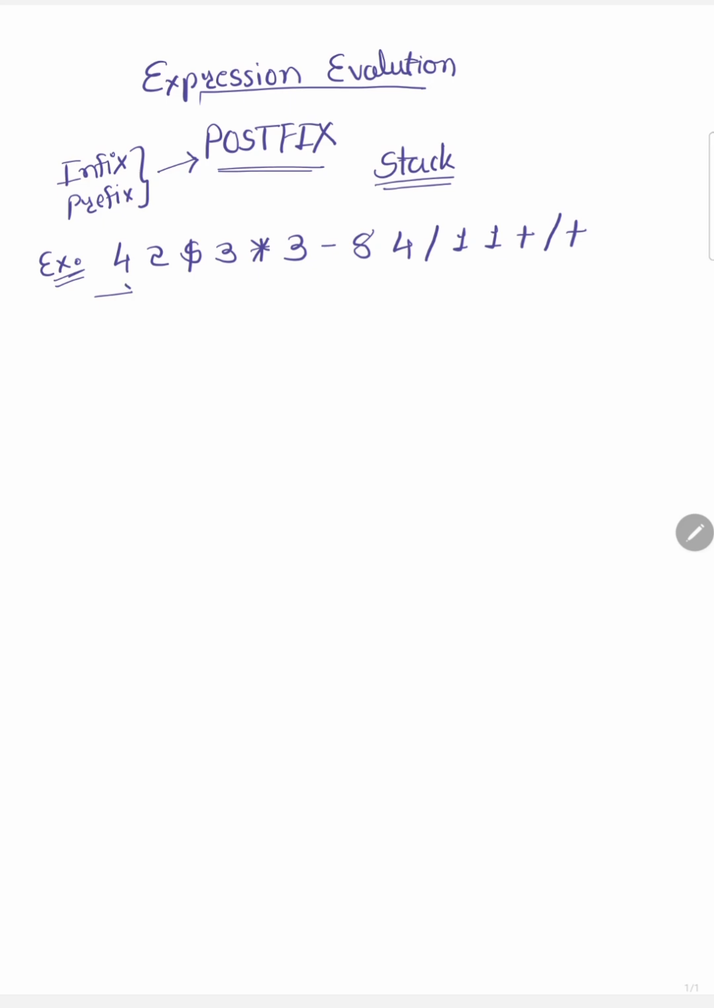I need to scan the characters from left to right, and push them onto a stack. Along with that, I'll explain the algorithm as well. The first step is to add a symbol. If we talk about the algorithm, I'll write it over here: add, let us say, a dollar. Dollar we already have over here, so I'll skip it.